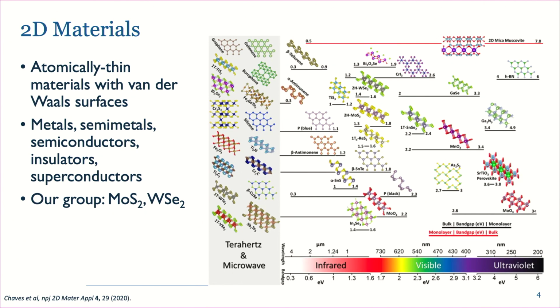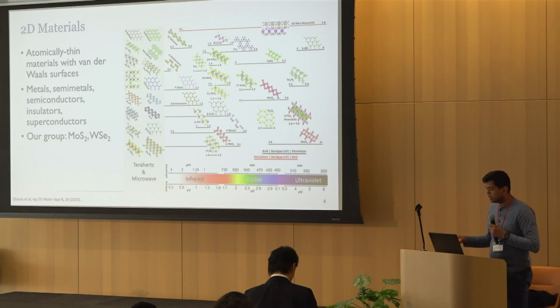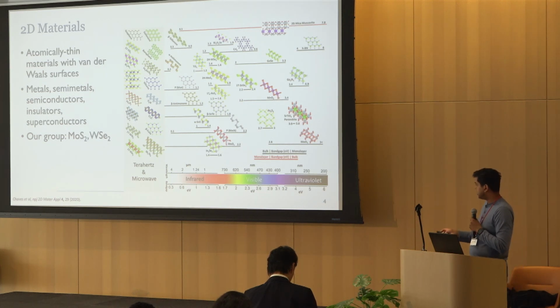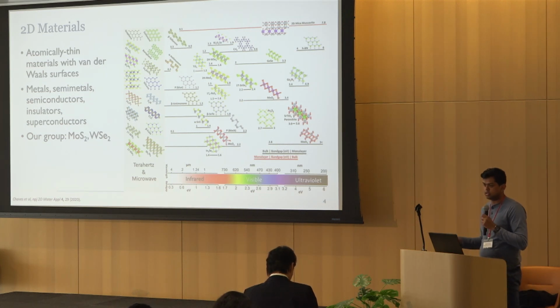But our group in particular focuses on two 2D materials in the family of transition metal dichalcogenides, or TMDs. The ones that we work on are molybdenum disulfide, MoS2, and tungsten diselenide, WSe2. These are both semiconductors, and the unique thing is that MoS2 is an intrinsically N-type semiconductor, and WSe2 is an intrinsically ambipolar to P-type semiconductor.